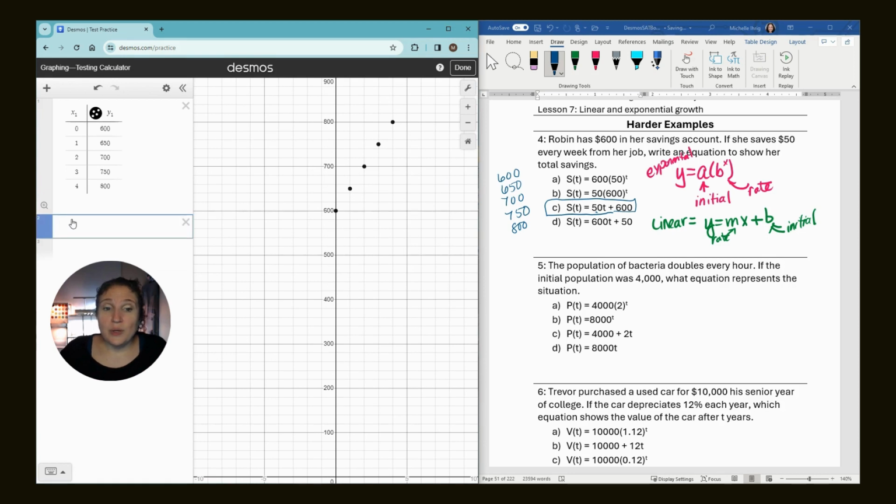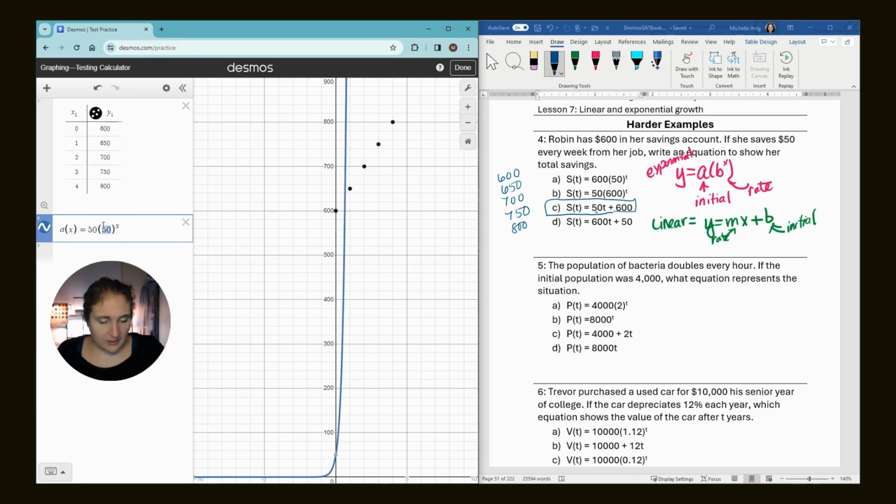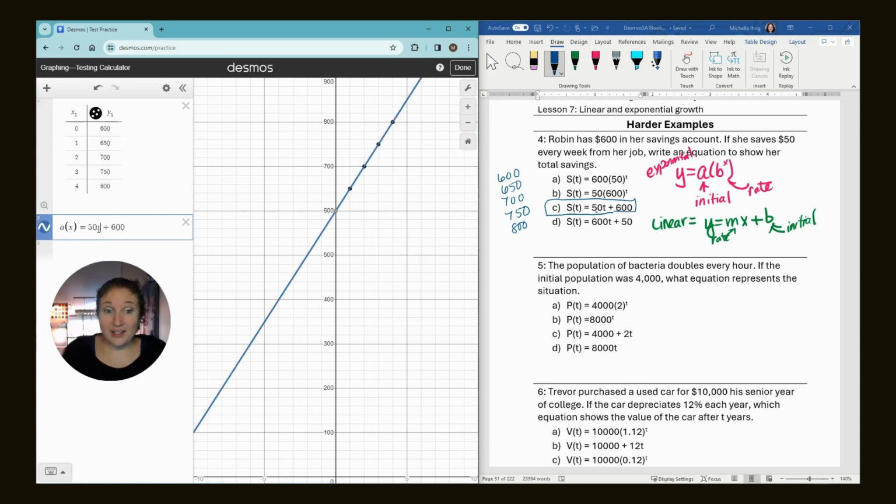So now that we know what the real information is, now we can type in each example. So I'm going to do a of x equals 600 times 50 to the t. And this time we have to write x. Nope, it doesn't go through those dots. Here we have 50 here and 600 on the inside. And again, it doesn't go through the points that we know would be true. So now we'll do the 50t plus 600, and I need to put x instead of t, and it goes through the dots. As simple as that.